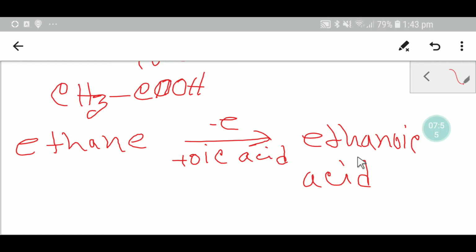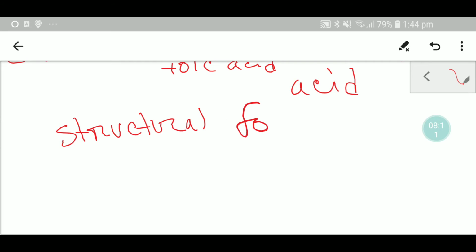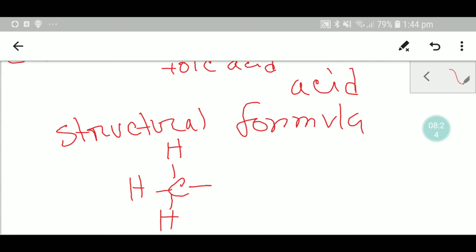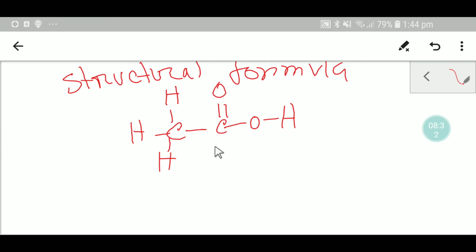We know the molecular formula or chemical formula of acetic acid. Now let me draw the structural formula of acetic acid. In structural formula you have to write the acetic acid like this. You have to show every bond. So this is the structural formula of acetic acid.